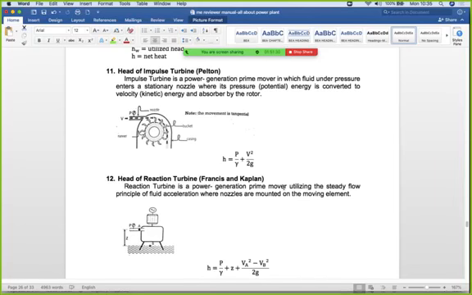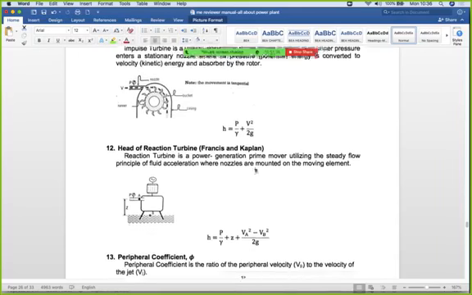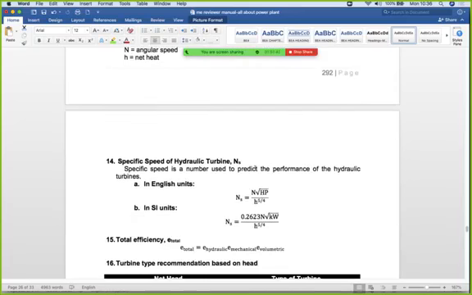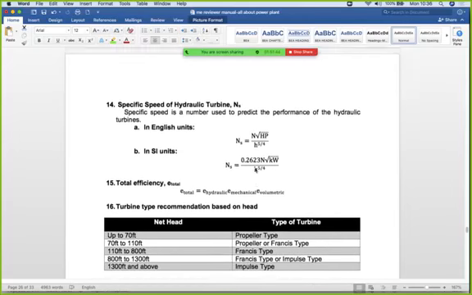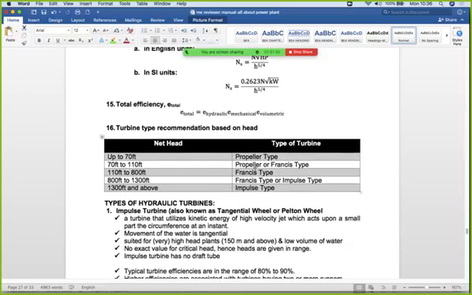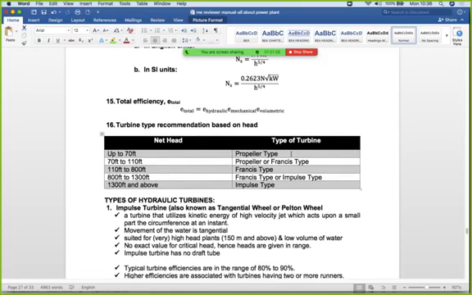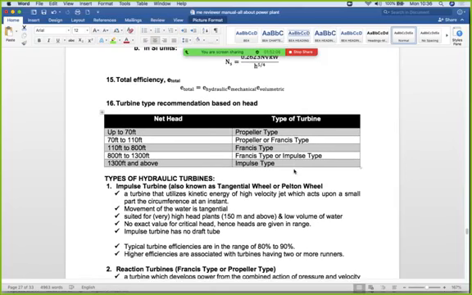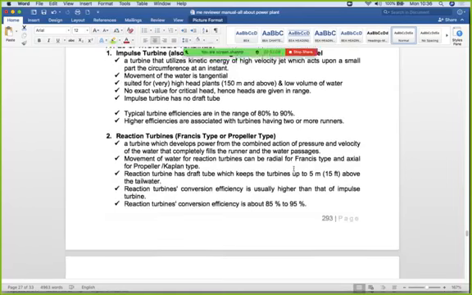So in the Pelton, the movement is tangential. We have the peripheral coefficient, specific turbine, total efficiency. You have the net head, so different turbines for different heads. You have different types of turbine: propeller type, which came out in the recent board exam, Francis type, or we have the impulse type. So we have the types of turbine.